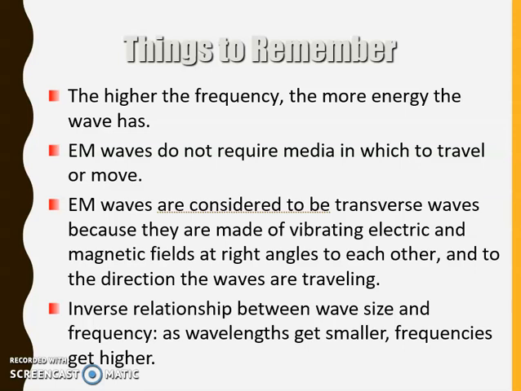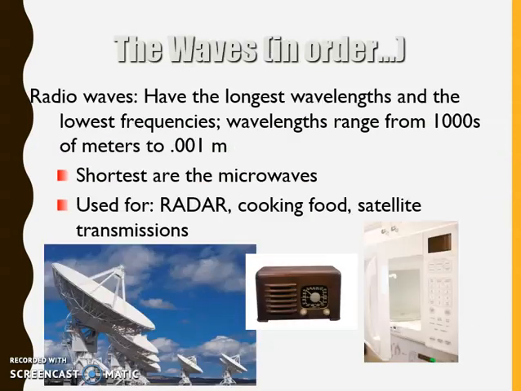Electromagnetic waves are considered to be transverse waves. We'll look at that in just a little bit. And the fourth point here, there's an inverse relationship between wave size and frequency, which again makes good sense. If you have wavelengths that are smaller, usually the frequencies get higher. So now let's talk about some of these different types of electromagnetic waves.